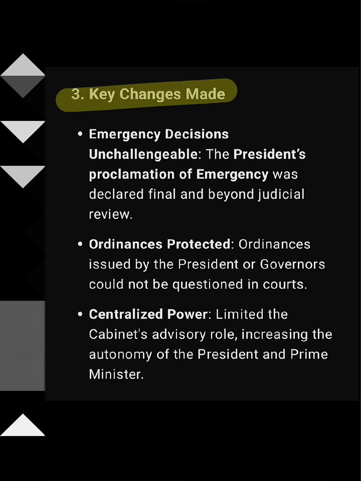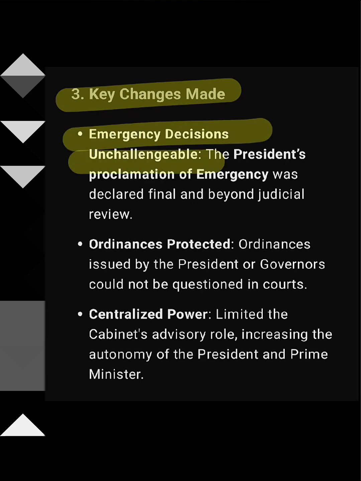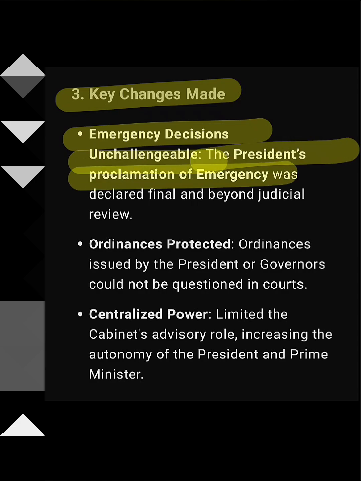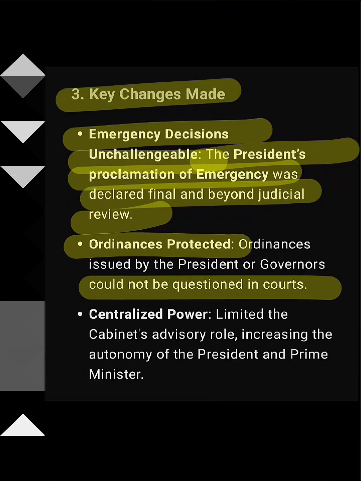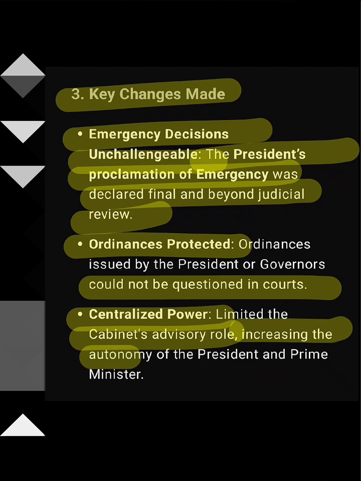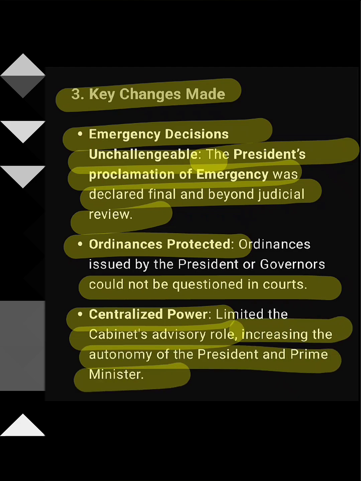So what were the key changes made through this amendment? So this amendment made emergency decisions unchallengeable in court. Now the President's proclamation of emergency cannot be declared unconstitutional because this power of President is beyond judicial review. This amendment has also protected ordinances issued by the President or governors because they cannot be questioned in courts. This amendment has also centralized power. Now the Cabinet's advisory role has been limited and the autonomy of the President and Prime Minister has been increased.